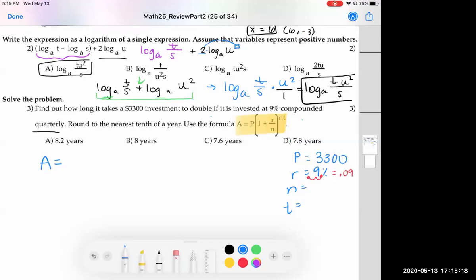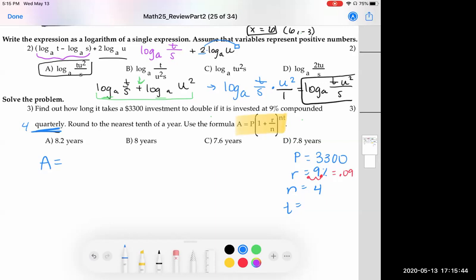Our N is how many times it's compounded. We see the word quarterly. So because we see quarterly, that means 4 times a year. So 4. And T is time in years. How many years did it tell us? Tenth. Pardon? Tenth of a year. Round to the nearest tenth of the year.